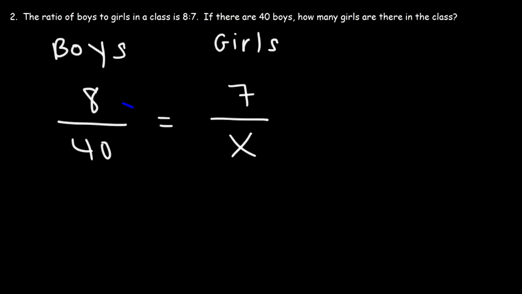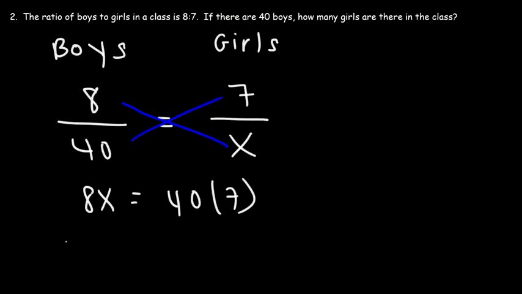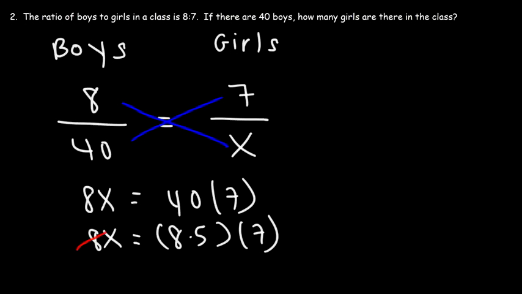Let's cross multiply. So this is going to be 8 times X, and that's going to equal 40 times 7. Now, we could multiply 40 by 7. 4 times 7 is 28. Add the 0, you get 280. But it's easier if we rewrite 40 as 8 times 5. Notice that we can cancel an 8.